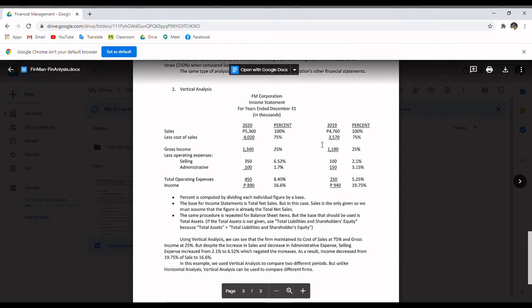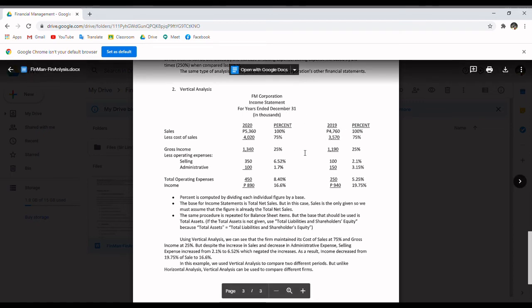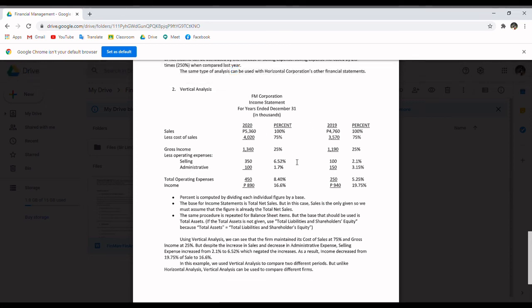Next, we have the vertical analysis. As stated earlier, it is not required for a vertical analysis to have two periods. But in our example, we use two periods regardless because let's assume that FM Corporation's size increased from 2019 to 2020. So when using vertical analysis, you only need to convert the figures into percentages using a base.